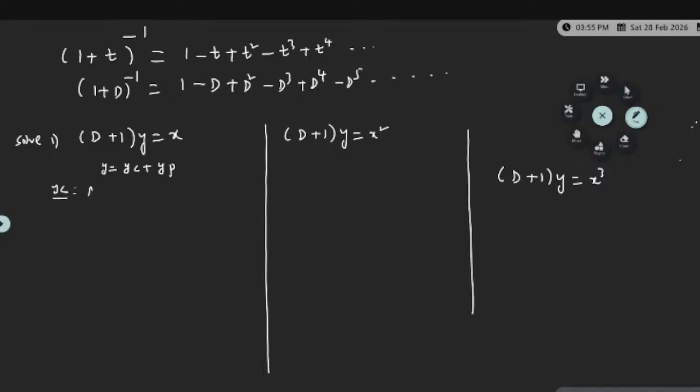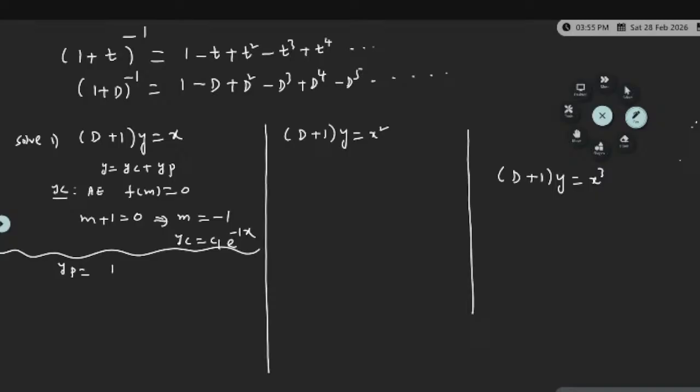What is the auxiliary equation? f of m, m plus 1, m equal to, what is yc? Same story. yp, what is yp? 1 by d plus 1 into x. In this problem, yc same. What is yp? 1 by d plus 1 into x square. Here what is yp?